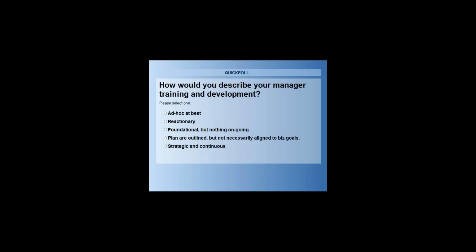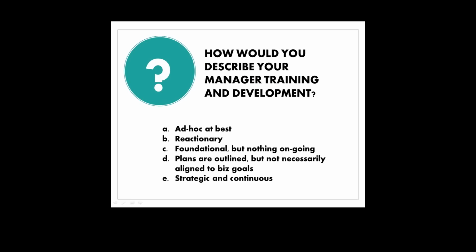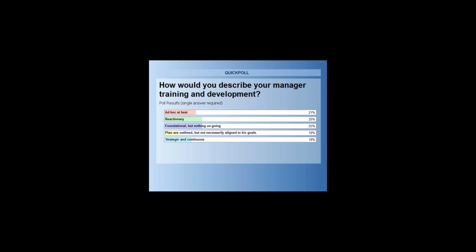All right, I'll go ahead and close it out and share the results with everyone. It looks like we've got 25% said reactionary, so basically kind of putting out fires. 25% said foundational, but nothing's ongoing. 21% said ad hoc at best. 10% said plan is outlined, but not necessarily aligned to business goals. 18% said strategic and continuous. So we've got a good mix.